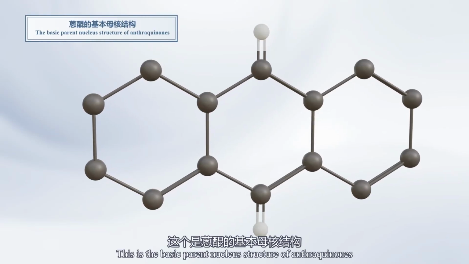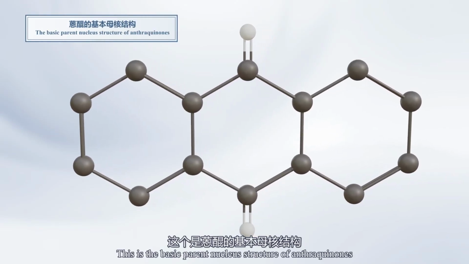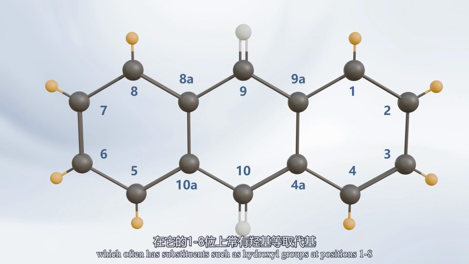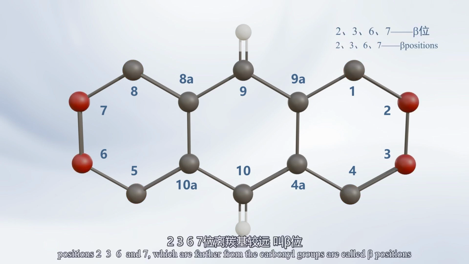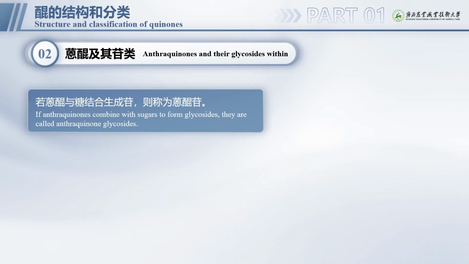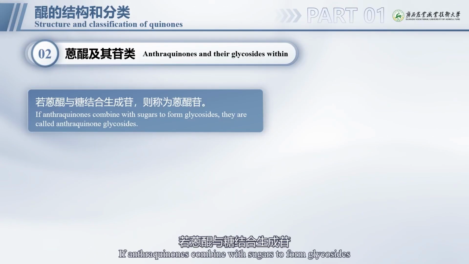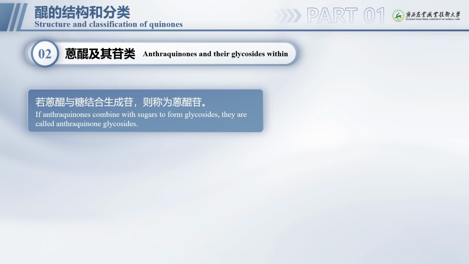This is the basic parent nucleus structure of anthraquinones, which often has substituents such as hydroxyl groups at positions 1 to 8. Positions 1, 4, 5, and 8, which are near the carbonyl groups, are called alpha positions. Positions 2, 3, 6, and 7, which are farther from the carbonyl groups, are called beta positions. If anthraquinones combine with sugars to form glycosides, they are called anthraquinone glycosides.